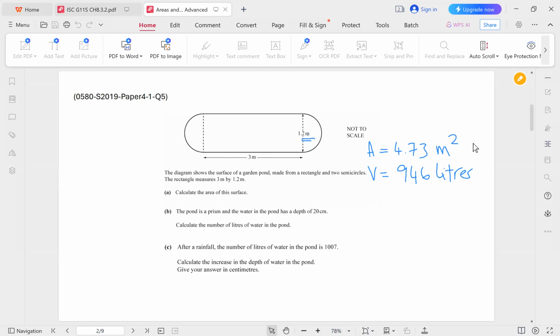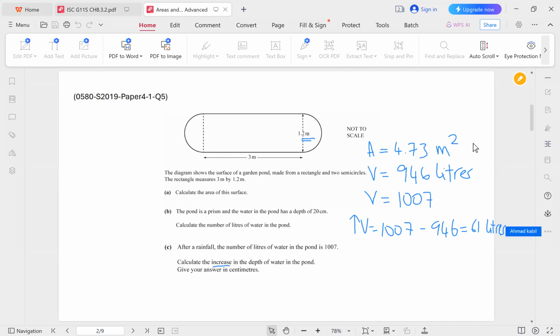Now, the new volume is equal to what? The new volume is equal to 1007. So in order to get the additional volume, or the increase in volume, because they want the increase in depth, all we have to do is get the difference between them. So 1007 minus 946. This gives us 61 liters.